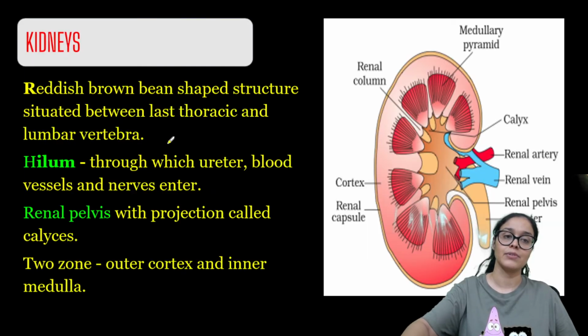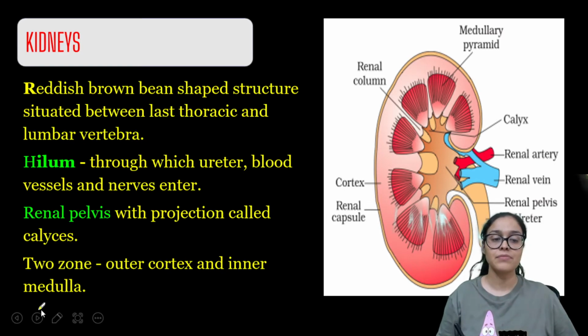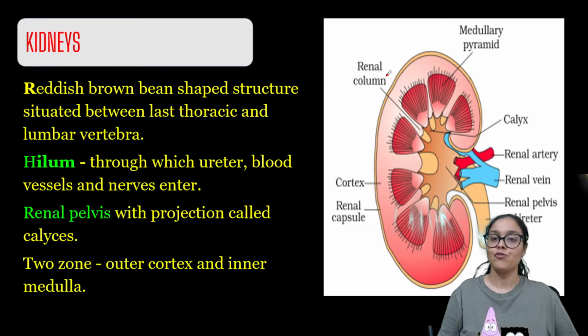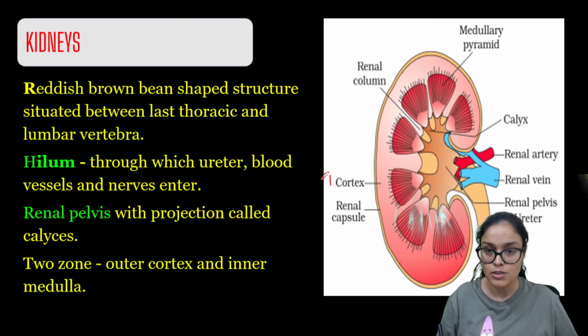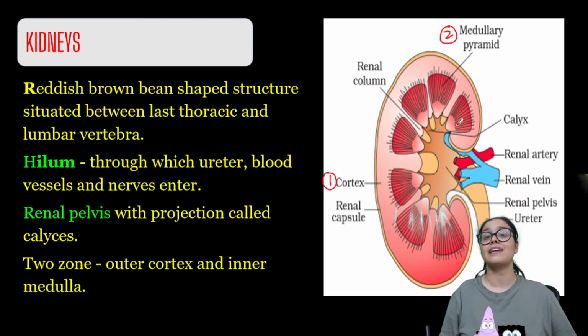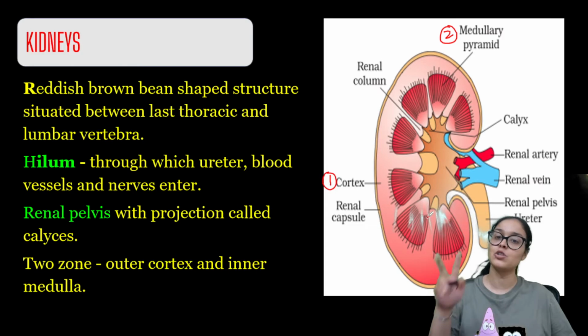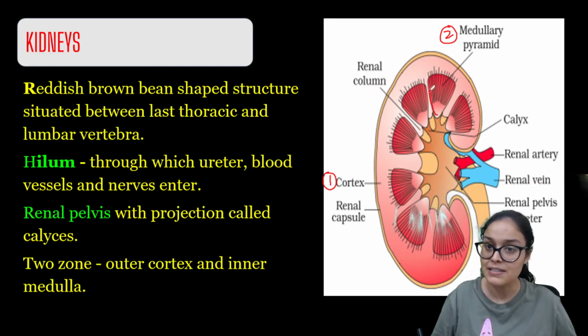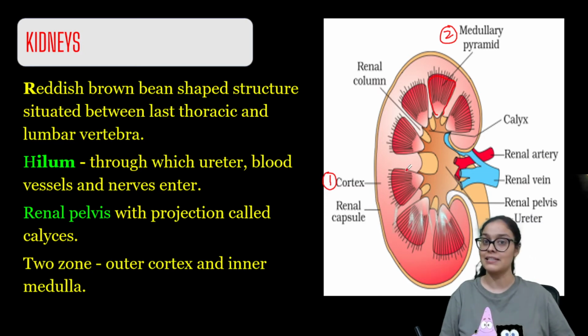When we talk about the kidney, let me show you the transverse section of the kidney in detail. When you see the transverse section of the kidney, you can see this diagram. We have two portions of the kidney. The outer portion is known as the cortex region and the inner portion is known as the medulla region. The medulla is present in pyramid shape, as we can see in the diagram, the medullary pyramid, right?